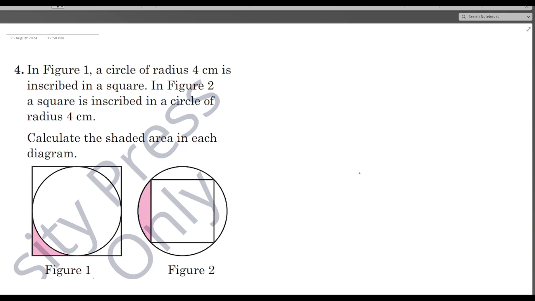Fourth question. Figure 1: a circle of radius 4 is inscribed in a square. In figure 2, a square is inscribed in a circle of radius 4. Calculate the shaded area in each diagram. Very good question. Let us first concentrate on the first figure. In the first figure, radius is given as 4 and it is inscribed in a square. So if radius is 4, its diameter will be 8 and therefore the side of this square will be 8.